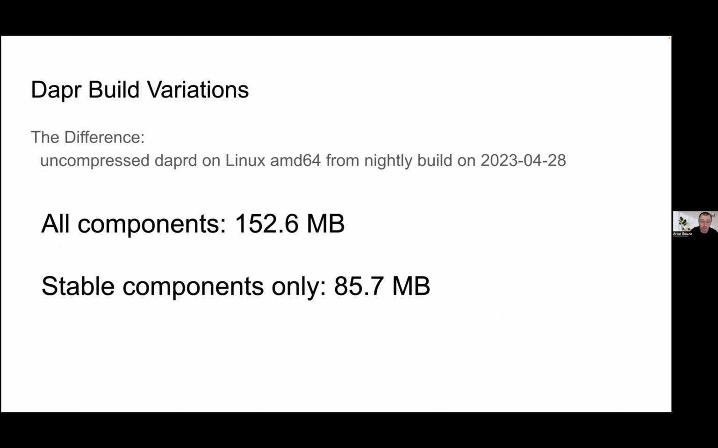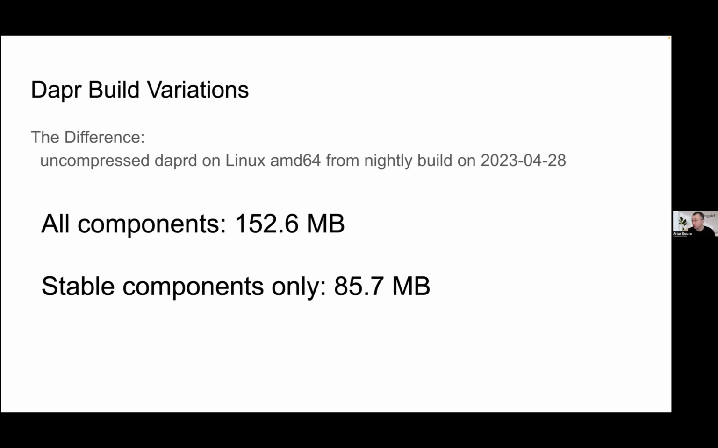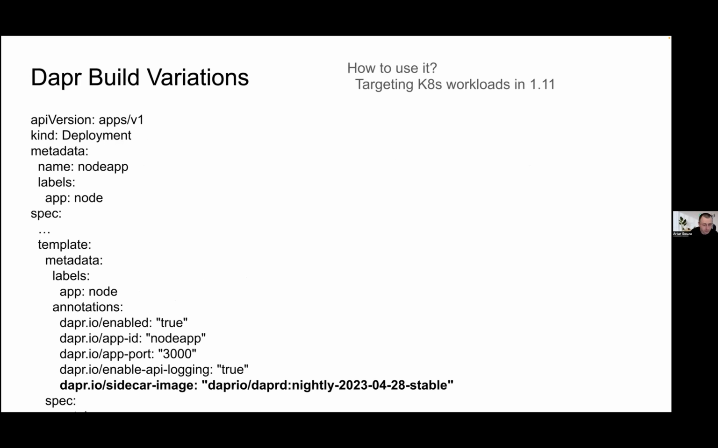To use that in 1.11, the only thing you need to do is to use the -stable suffix on the image that you pick. It works for Linux only. So we're going with Linux only this time because that's where you're going to get, in my opinion, the most benefit. We plan to add Windows as well. But for 1.11, I think they're going to benefit users by using the Linux image.